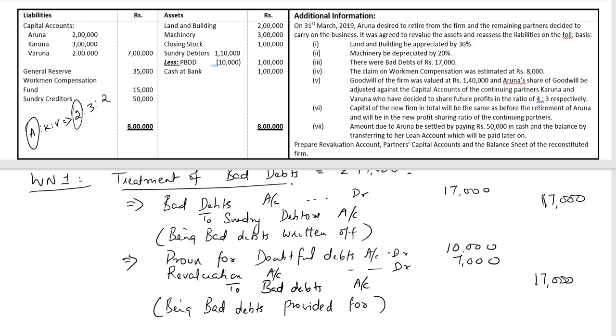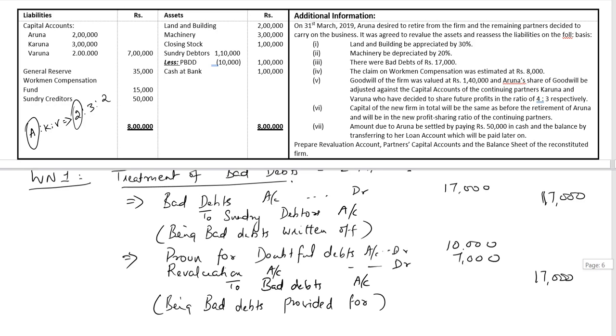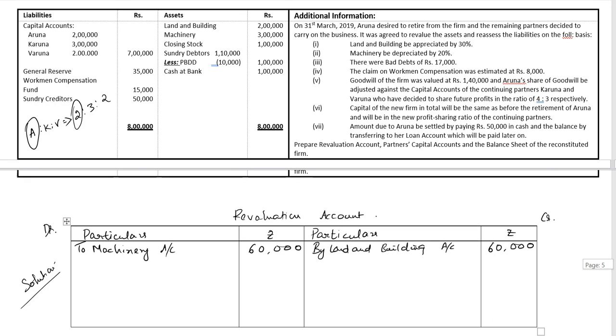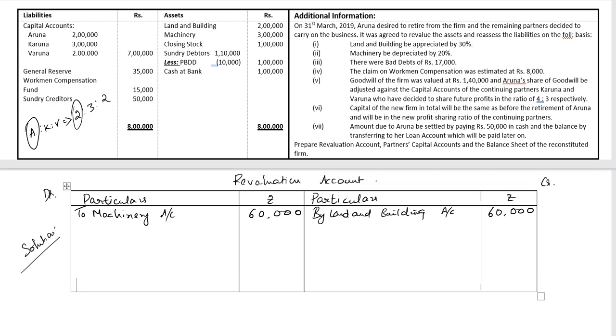So as far as the revaluation account is concerned, we need to debit the revaluation account with bad debts account for rupees 7,000. So let's post that in the revaluation account to bad debts account 7,000 rupees. The third point is done.